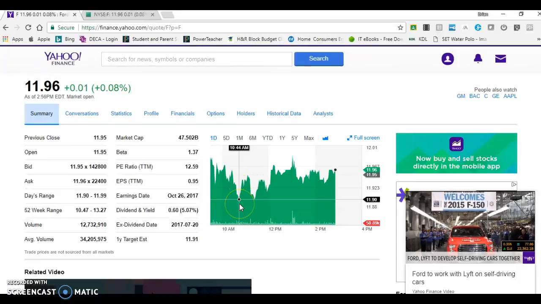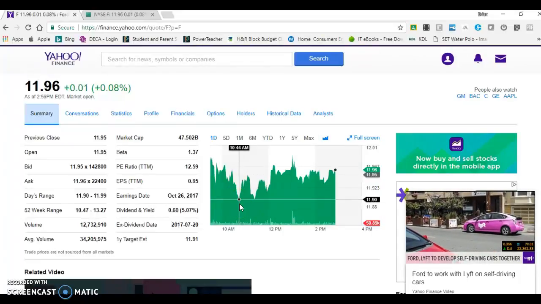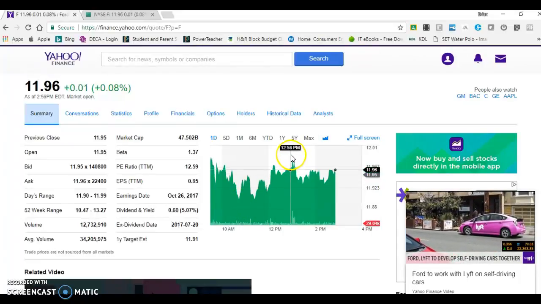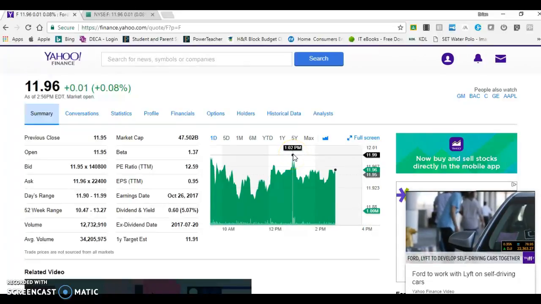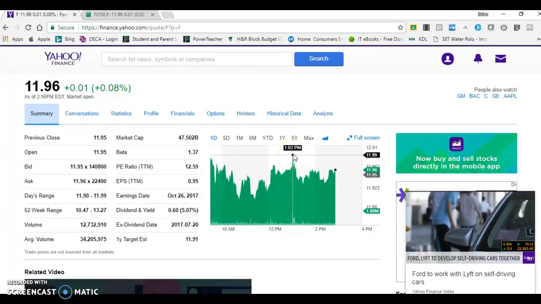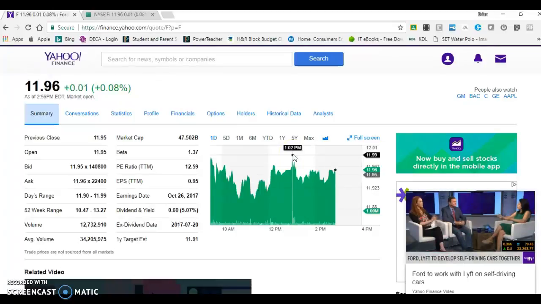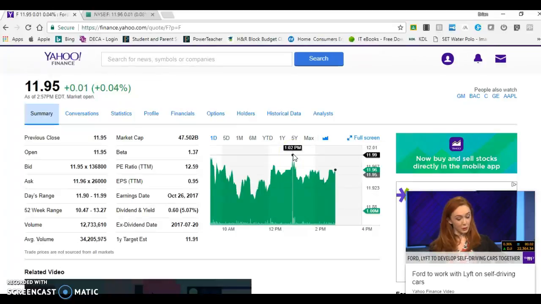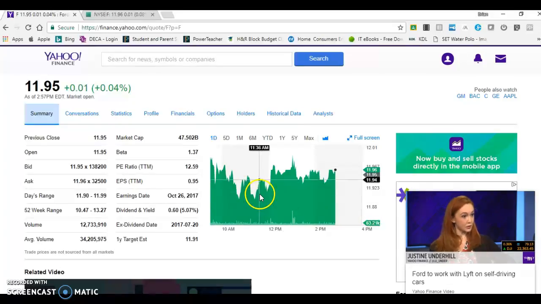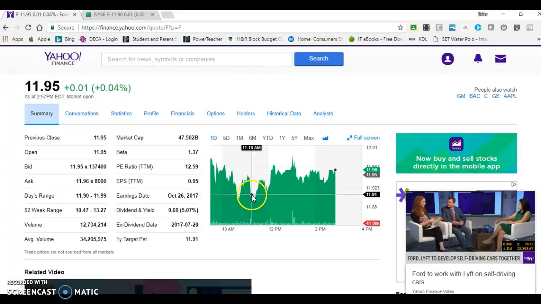Looks like its lowest point was $11.90, and right here it was right about noon, 1 o'clock. It was trading at $11.99. All right, and so this kind of shows the volatility of a stock, and you see it's up and down, but really Ford is a pretty stable stock. It's been around a long time, so it may look like lots of jumps, but it really isn't.